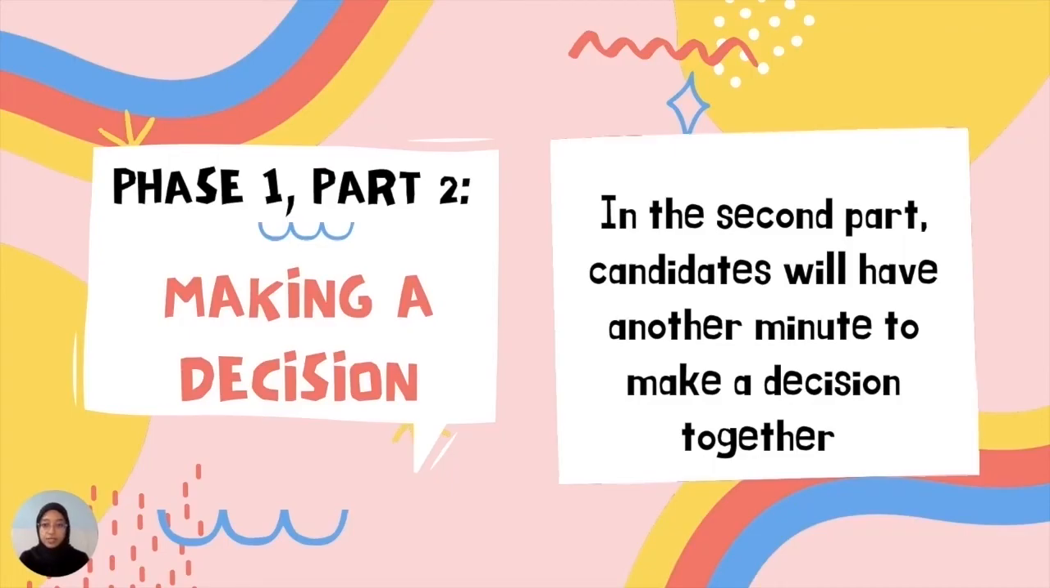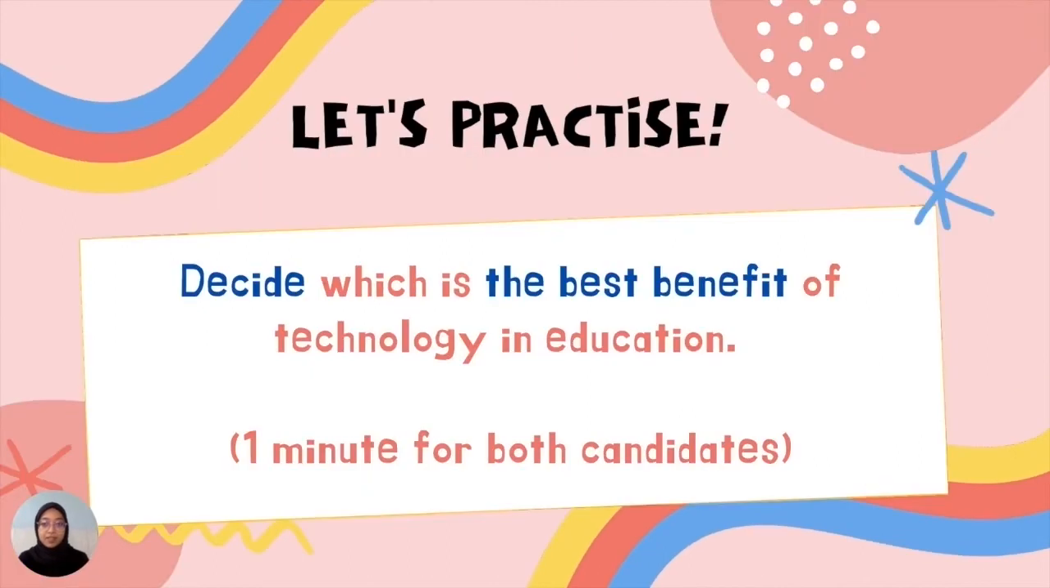At the end of your 2 minutes discussion, the interlocutor will ask you and your partner to make a decision. The example of a decision question is, decide which is the best benefit of technology in education. You are given 1 minute to decide and provide your reason.